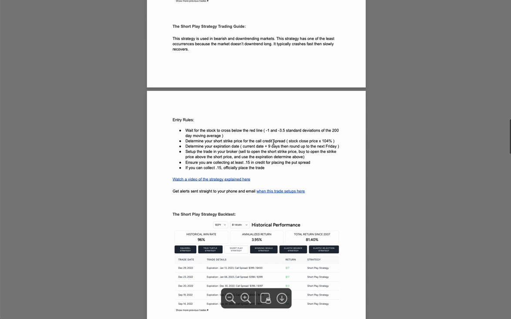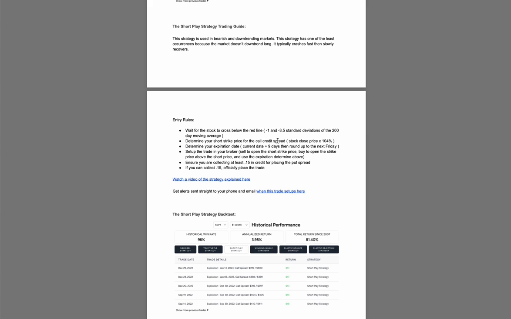Next, what is our expiration date? The current date plus 9 days. So it's currently July 24th plus 9. That's going to make it around August 2nd or 3rd. And so that's going to have to go up to the next Friday. It's going to be around August 5th or August 6th. Let's just say August 6th for this video. Remember, I don't know dates.